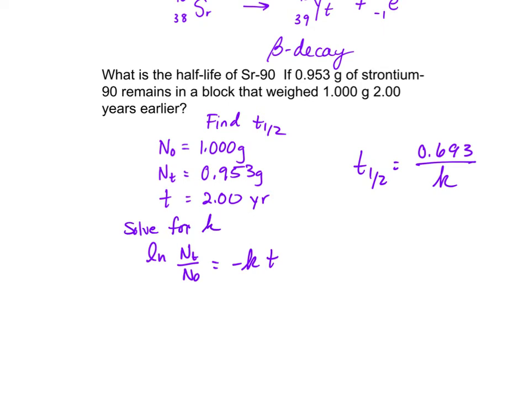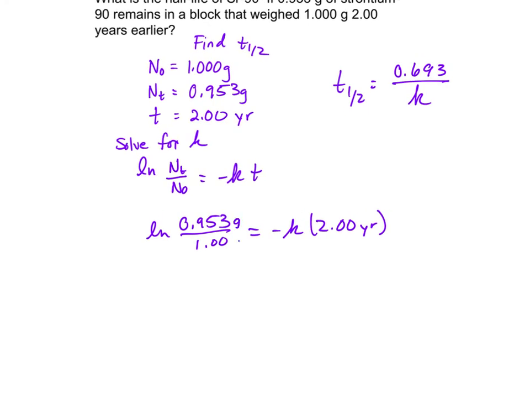So we can plug everything in. We'll have ln of 0.953 over 1 equals minus k times 2 years. This is grams and grams, so our grams cancel. Take the natural log of 0.953 divided by 1 and divide by 2, and we'll get k equals 0.024 inverse years.